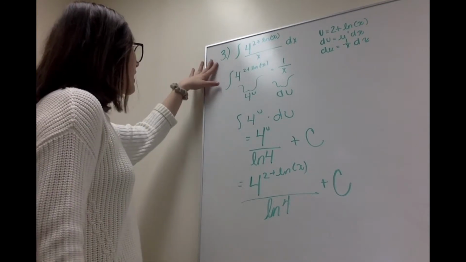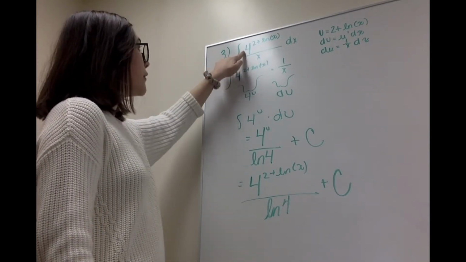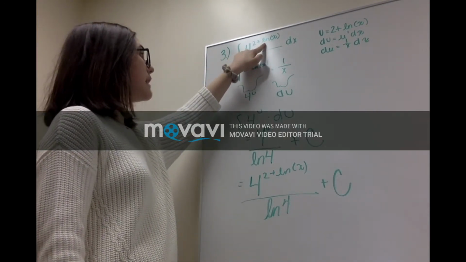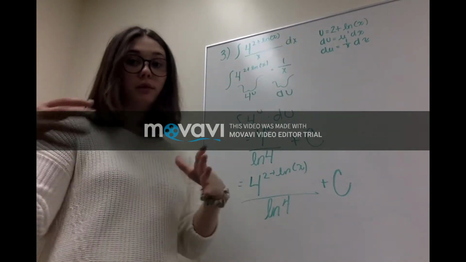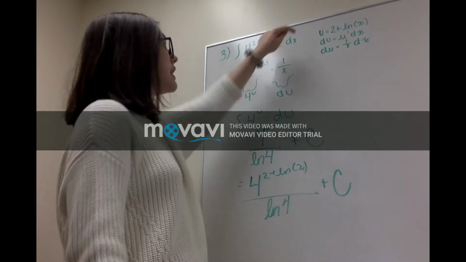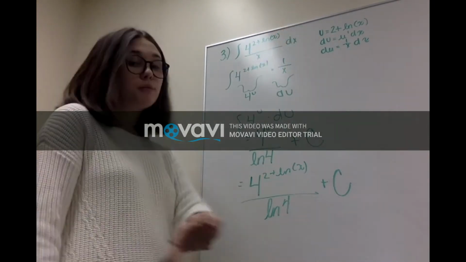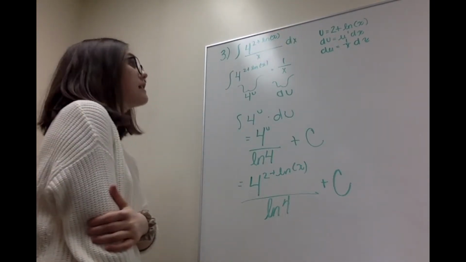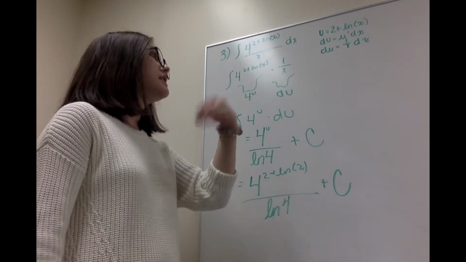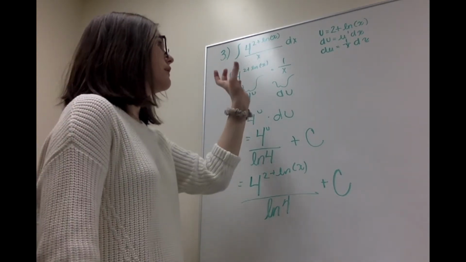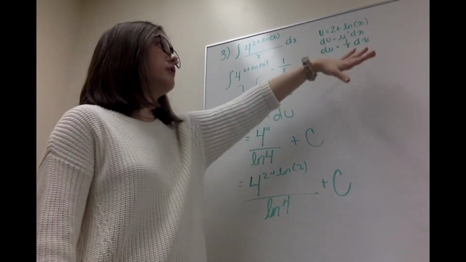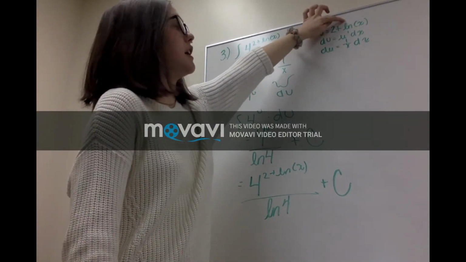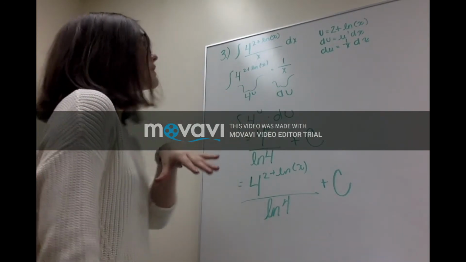So in number 3, it's the integral 4 to the 2 plus natural log of x divided by x dx. And you need to find what is the inside of the equation, and that is u will equal 2 plus a natural log of x. So then du again is the derivative of u dx, and du equals 1 over x, once you figure out that the derivative of the natural log of x is 1 over x.